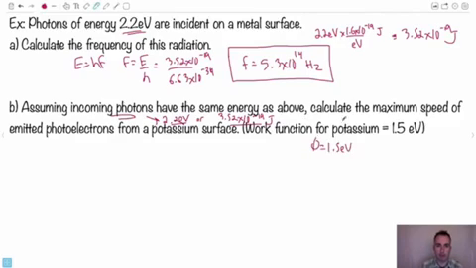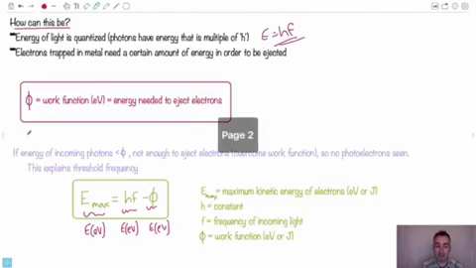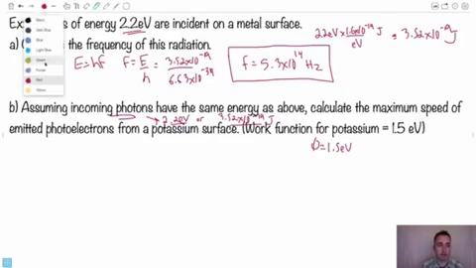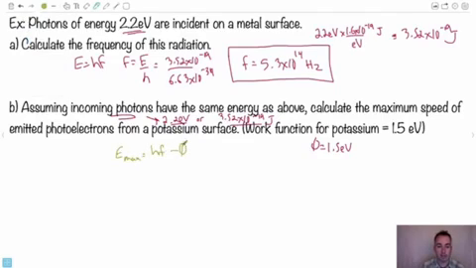What do I do? Luckily, I have an easy equation. It's actually really easy. Look, Emax is equal to hf minus phi. So let me just write that down, so that way if I'm showing this to my examiner, I can show them I know what I'm doing. So Emax equals hf minus phi.